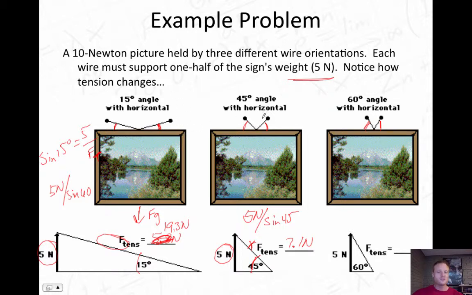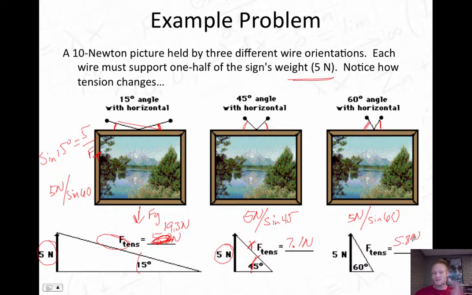So you could use much smaller wires here, which probably cost a lot less, to hang the same sign at an angle of 45 degrees to the horizontal compared to if you wanted it to look like this with this 15-degree angle. Let's check out 60 degrees. Again, I'm going to save you some time and just write out what it would look like. It's going to be 5 N over the sine of 60. And if you do that math problem, you get a tensional force of 5.8 newtons. Okay, and that's where that earlier answer came from. I was looking at the wrong one. So 5.8 newtons.